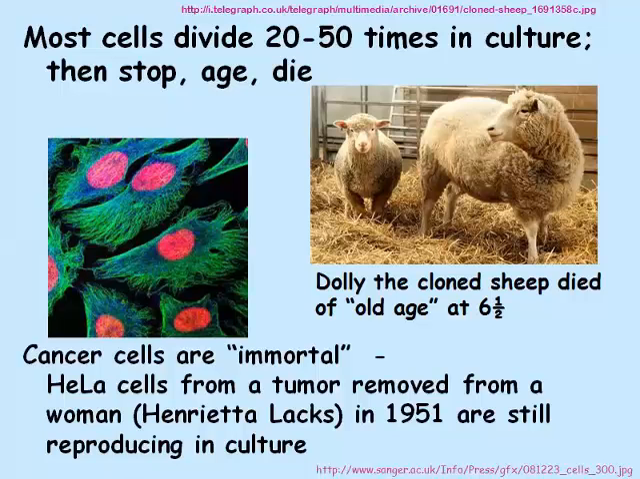Cancer cells are considered immortal. So HeLa cells from a tumor removed from a woman, Henrietta Lacks, in 1951 are still reproducing in a culture. So her cells don't have that timeline.